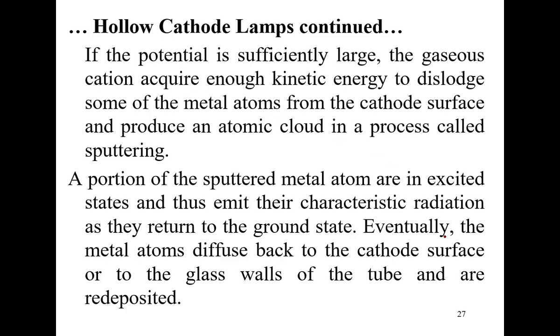A portion of the sputtered metal atoms are in excited states and thus emit their characteristic radiation as they return to the ground state. Eventually, the metal atoms diffuse back to the cathode surface or to the glass walls of the tube and are redeposited. So that's simply they absorb a given amount of light, get to the excited state, and then return back to the ground state, giving off that amount of light, all right? The amount of light absorbed is proportional to the concentration of your sample.